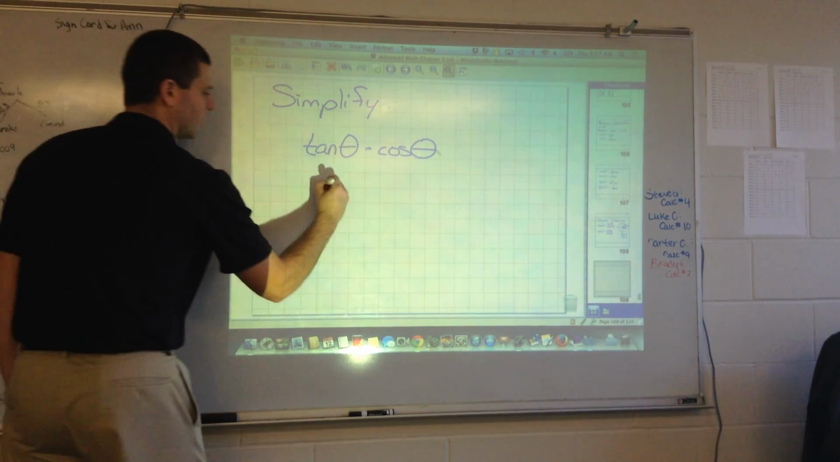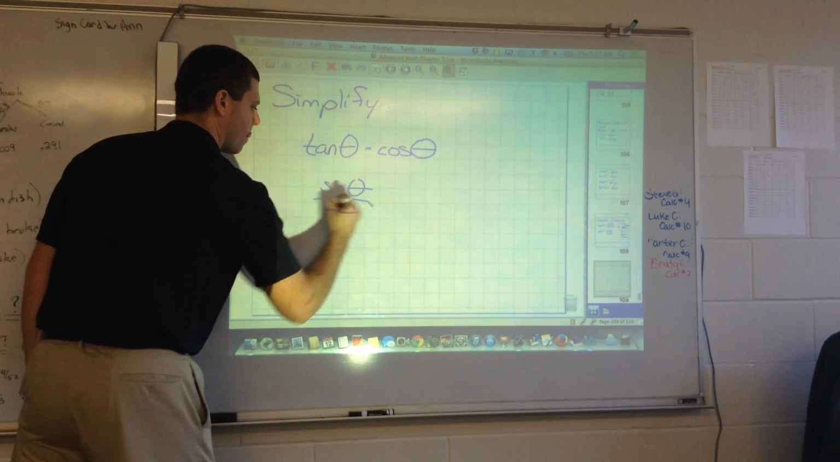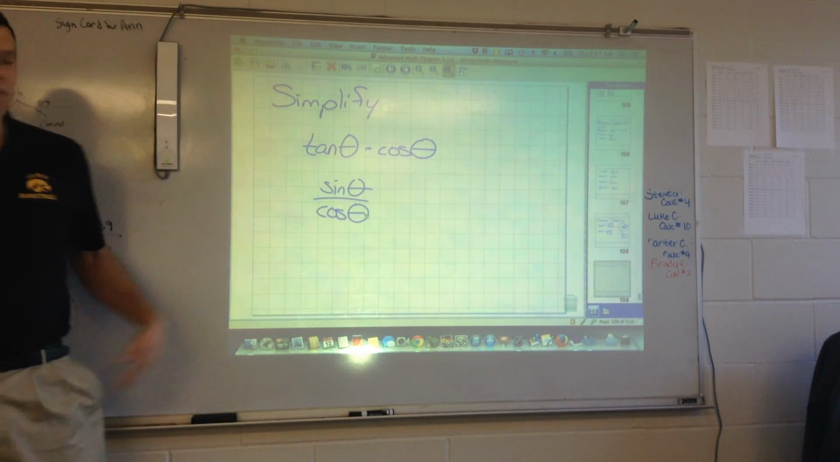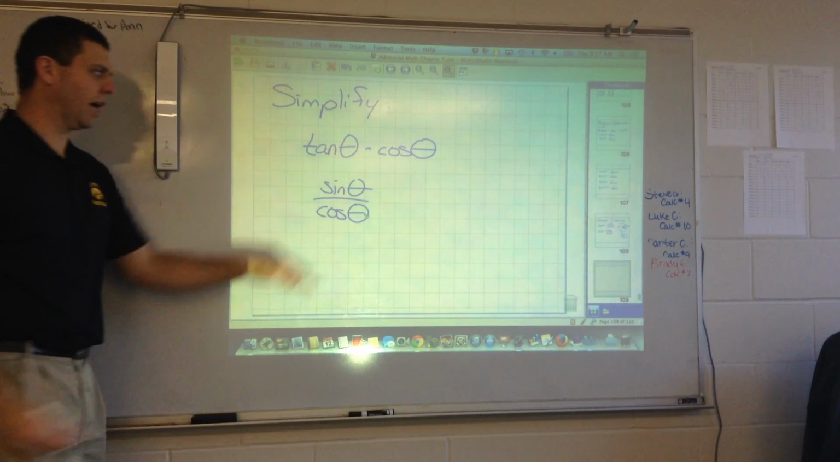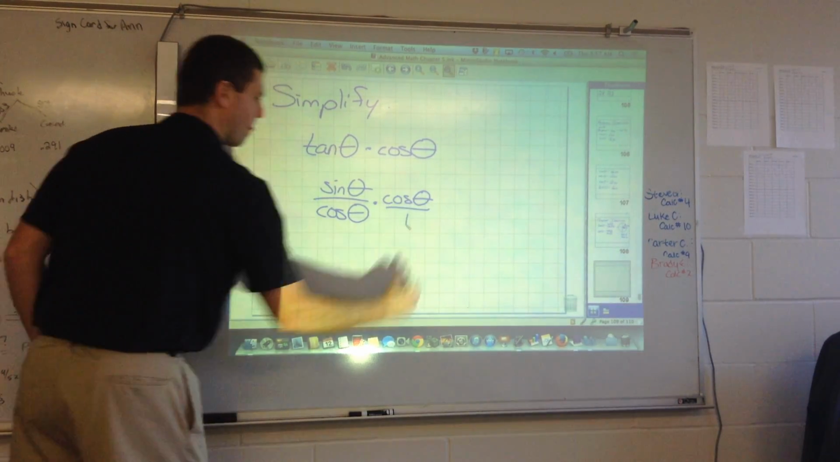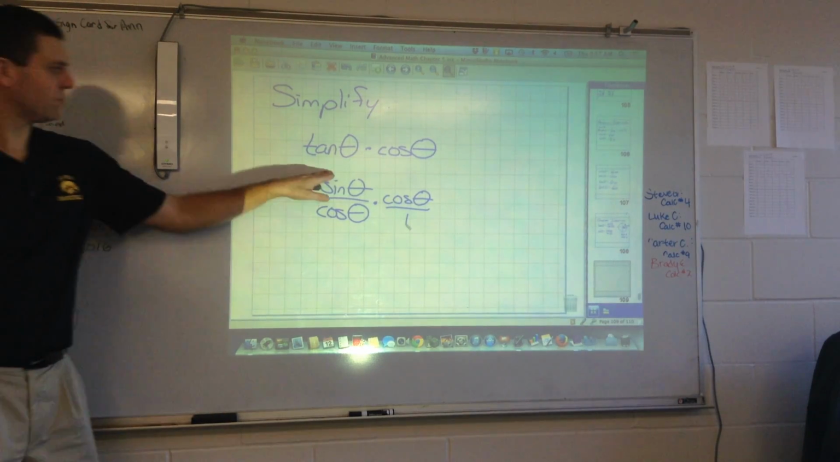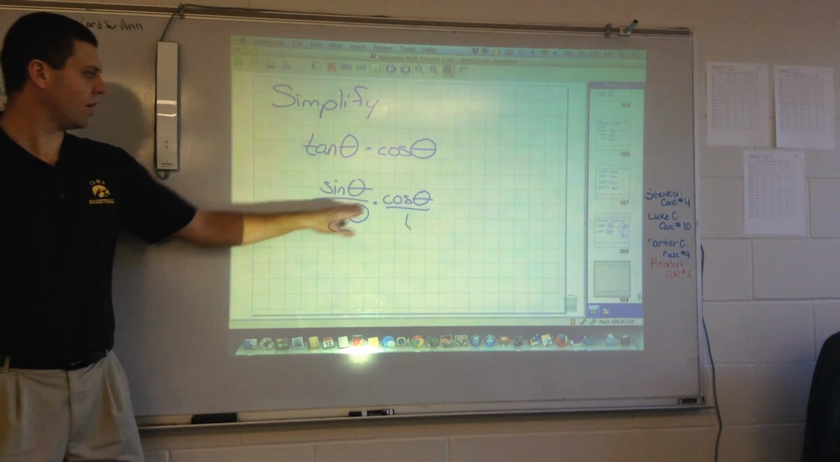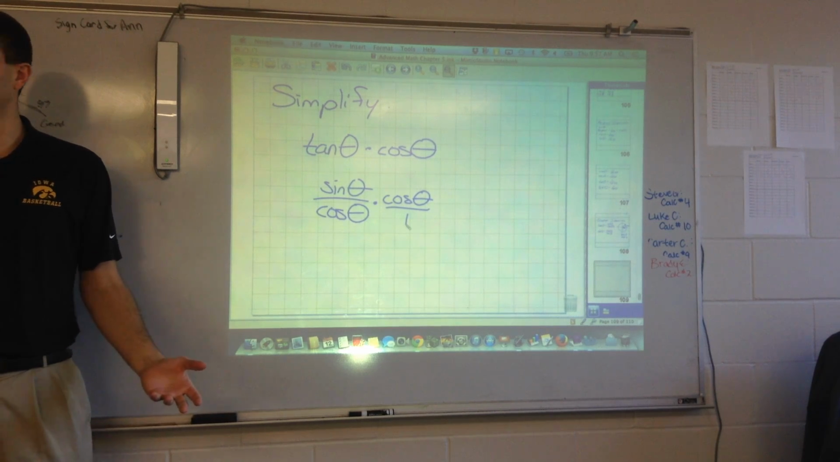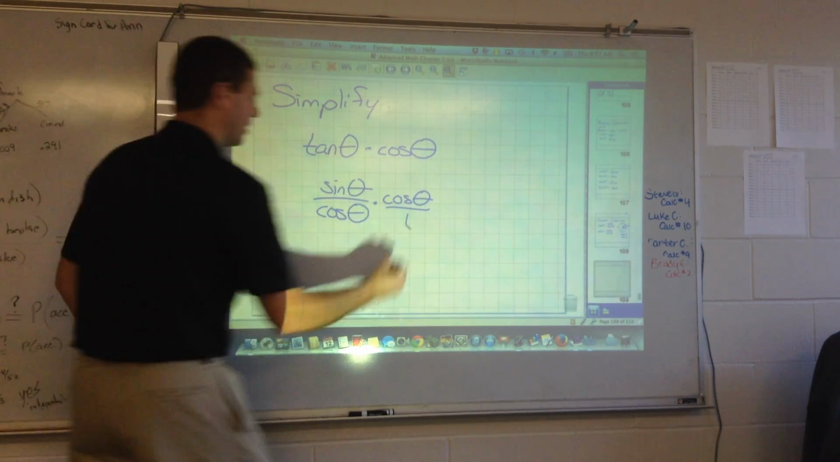Isn't tangent theta sine over cosine? Isn't that one of the identities we just wrote down? So I could replace tangent theta with sine over cosine. So now I have sine over cosine times cosine over 1. What happens? Cosines cancel. What are you left with? Sine theta.